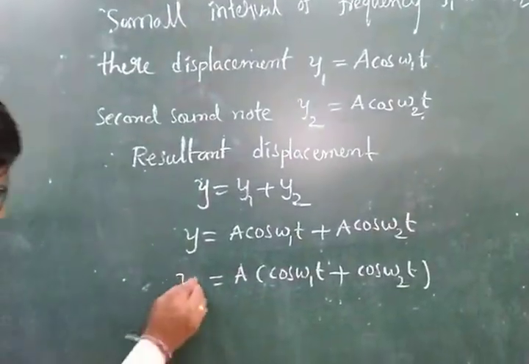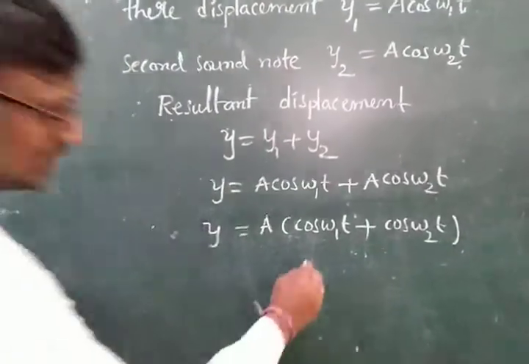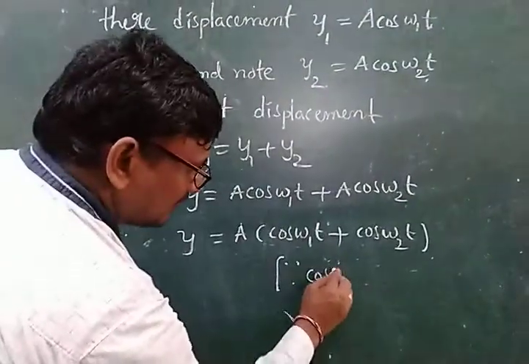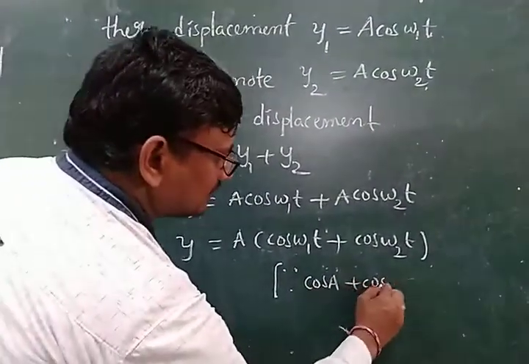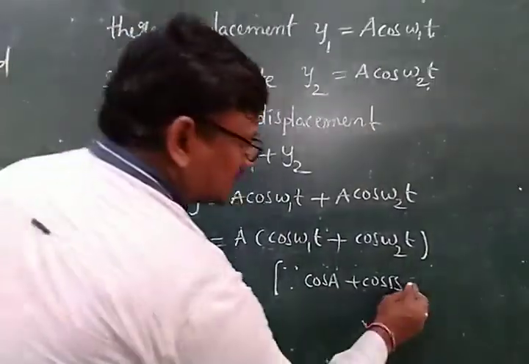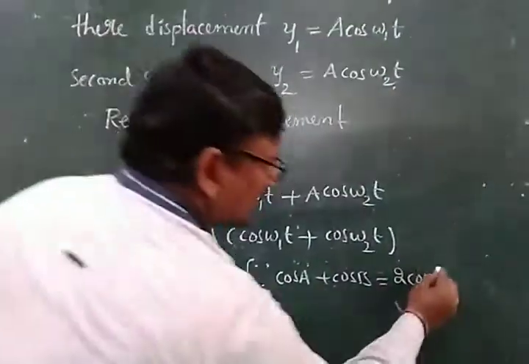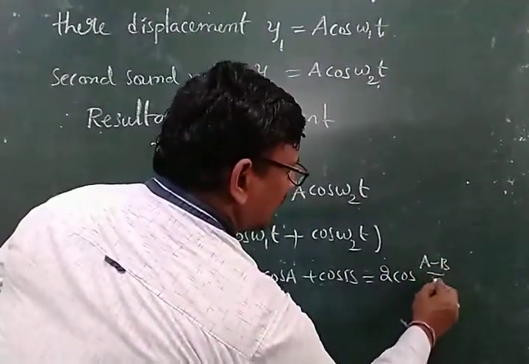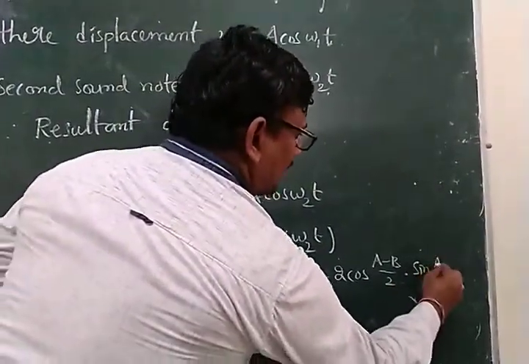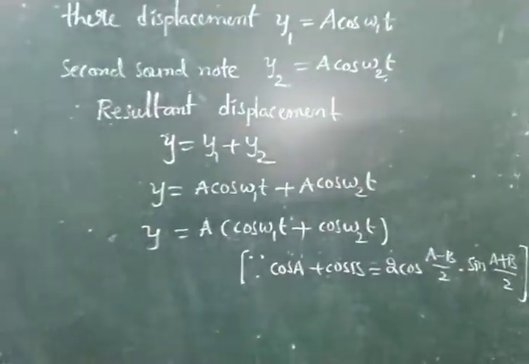See, this is one of the trigonometry formulas. What is the trigonometry formula? Cos A plus cos B. One of the trigonometry formulas is cos A plus cos B is equal to 2 cos of (A minus B) by 2 into sin of (A plus B) by 2.